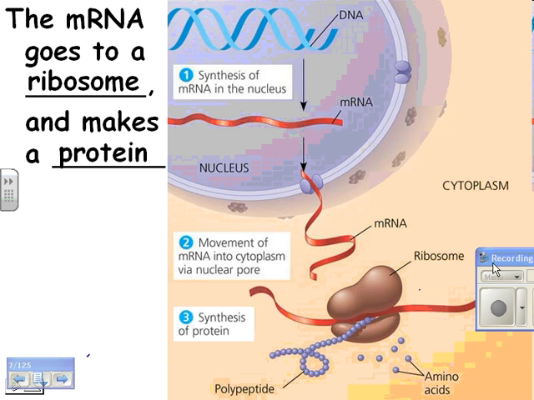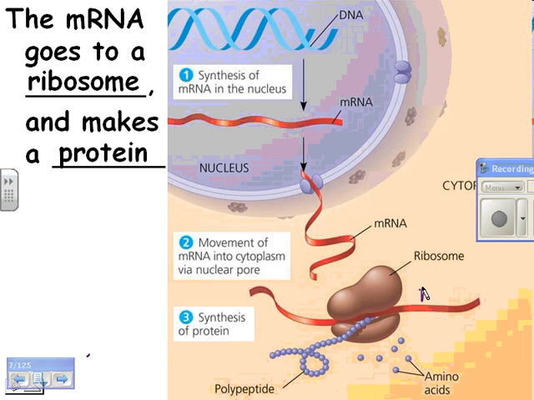So here's the RNA, and it's a special kind of RNA called messenger RNA, so we put an M in front of it. These are amino acids. And remember, amino acids are monomers, and those monomers, when they're put all together, make the polymer.